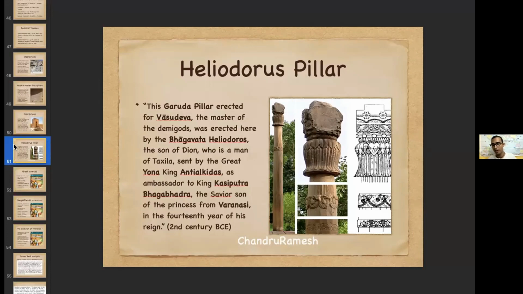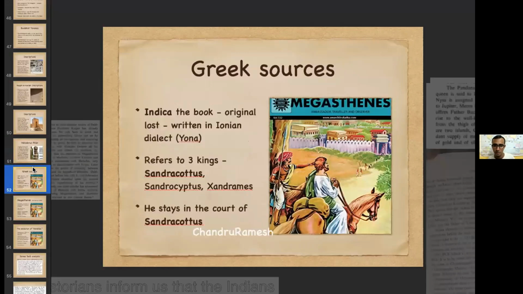On the way, he constructs a temple for Bhagavan Vasudeva. So this is a Yona. Clearly he's saying that he is sent by a Yona king, Antialkidas, and he himself agrees that he belongs to that dynasty. So basically, he's under the Yona king. Heliodorus is typically a Greek, and he is a devotee of Lord Vasudeva. So we have more sources to confirm Greek connections with Bharata.